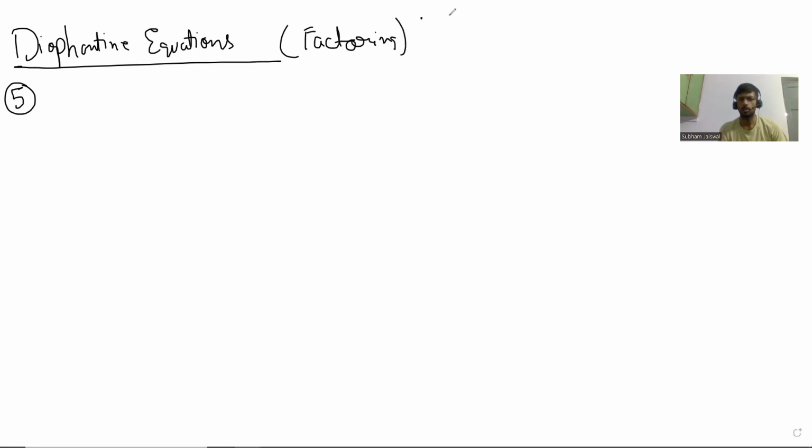And just for reference, this is Titu Andreescu's book. So Titu has probably only one book on Diophantine equations. So okay. Yeah.